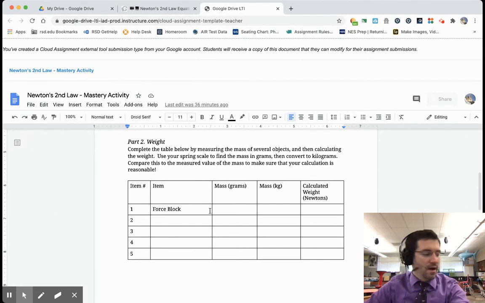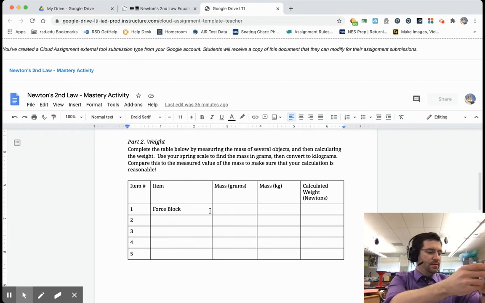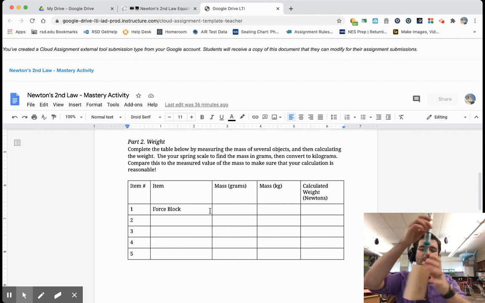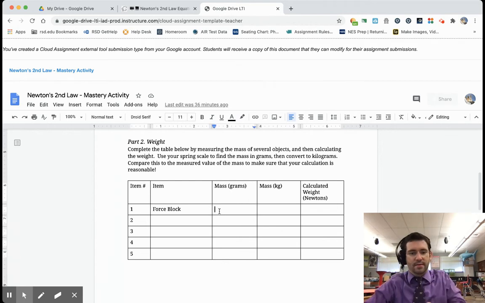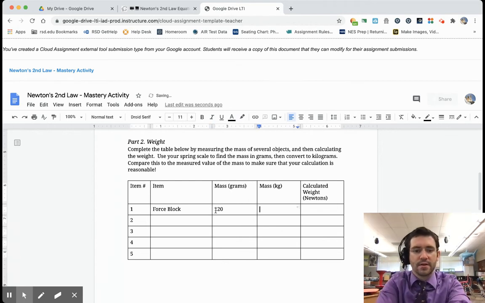So for the force block, you can kind of see in my little window down here, I'm going to measure it with my spring scale, find the mass in grams. Mine's about 220 grams. I'm going to convert it to kilograms. Remember that kilograms are 1,000 times bigger than grams, so we end up moving the decimal point 3 places. You can use your notes on converting to help you with this. We get 0.220 kilograms.